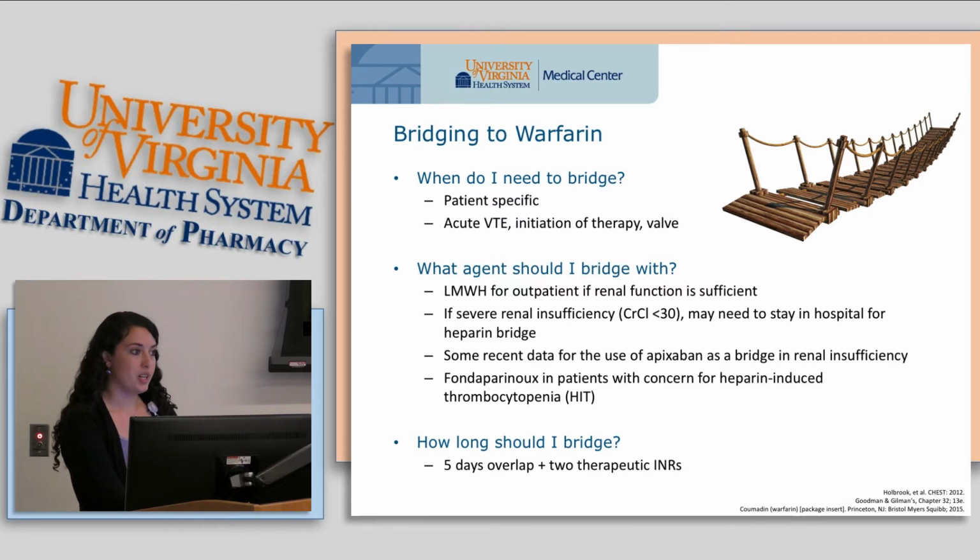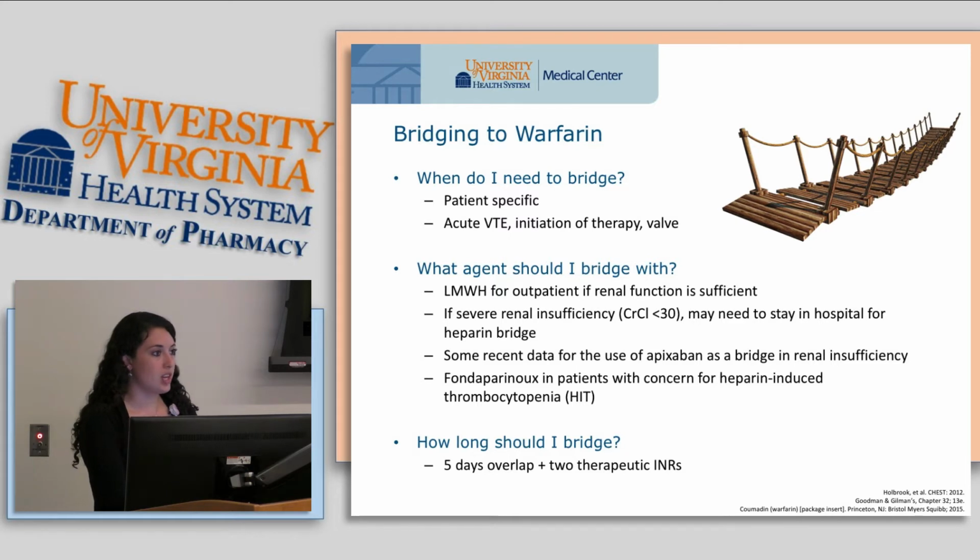So if we do decide to bridge, we usually use injectable anticoagulants because these have an immediate onset of action. Low molecular weight heparin, or Lovenox, could be used outpatient because it's a subcutaneous injection. This is usually our first line, so that patients don't need to stay in the hospital for the whole 5 days of bridging on a heparin drip. But it becomes a problem in some patients with renal dysfunction, because enoxaparin is contraindicated if the creatinine clearance is less than 30.